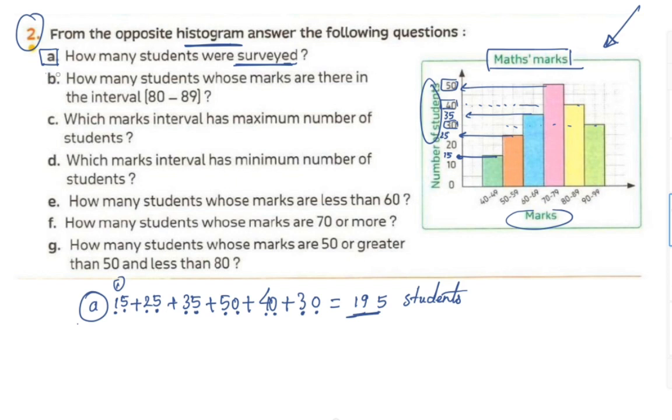Point B. How many students have marks in the interval 80 to 89? From 80 to 89, how many students? Here we have 40 students.